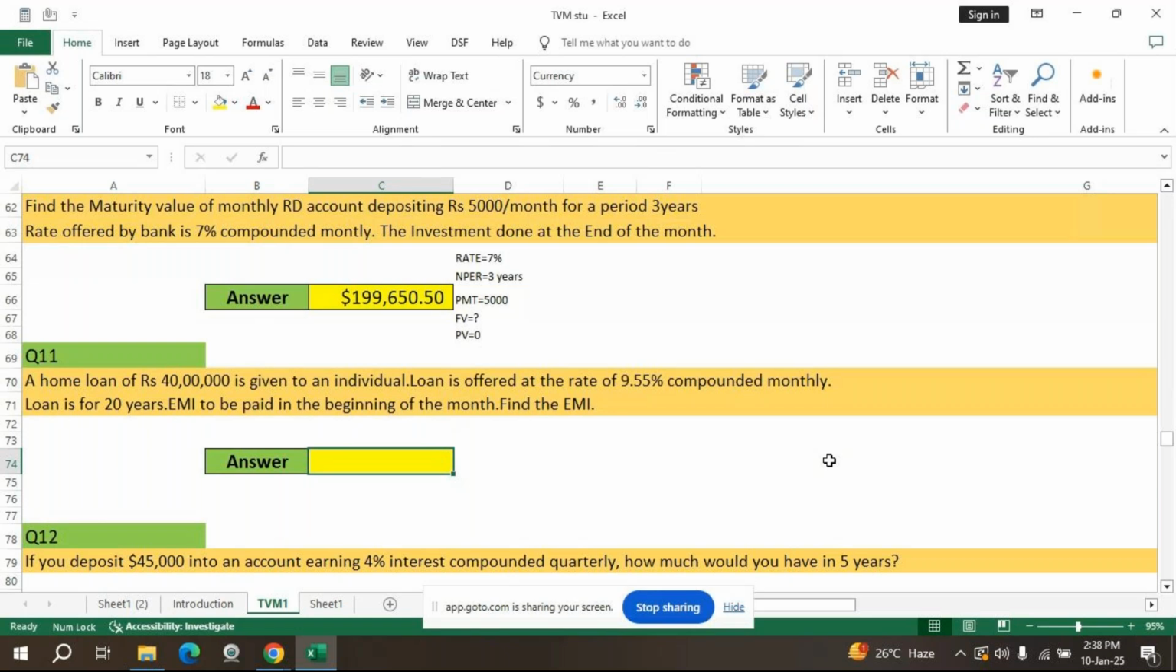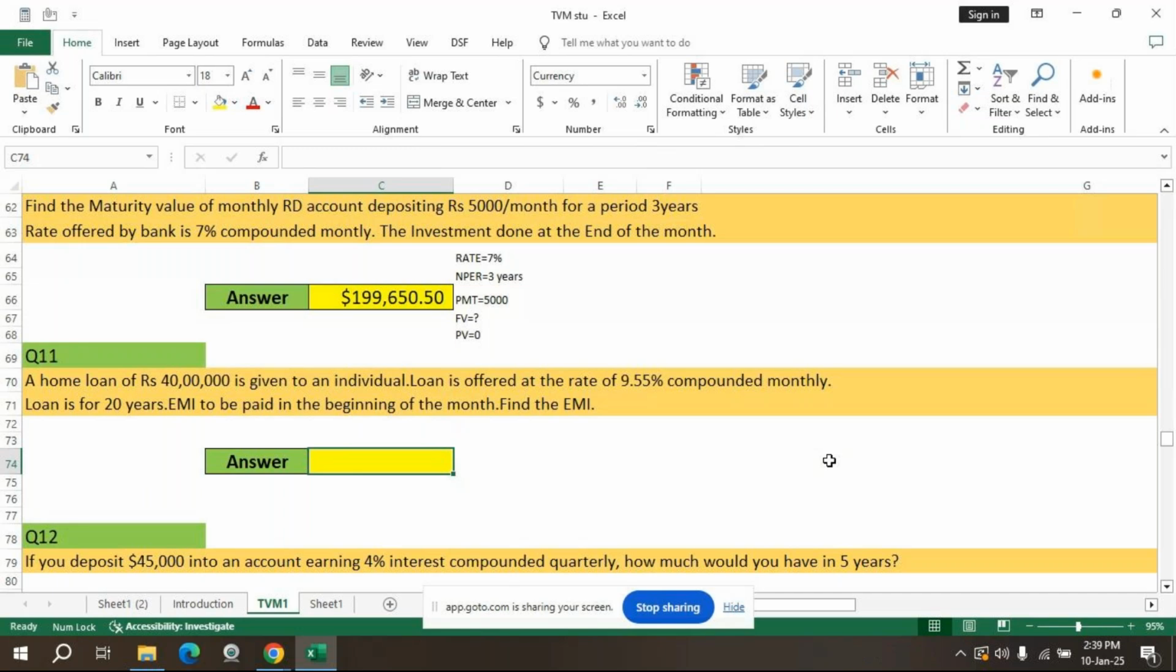A home loan of rupees 40 lakh is given to an individual. The loan is offered at the rate of 9.55% compounded monthly. The loan is for 20 years. The EMI is to be paid in the beginning of the month. Find the EMI. So what formula do we have to use here?